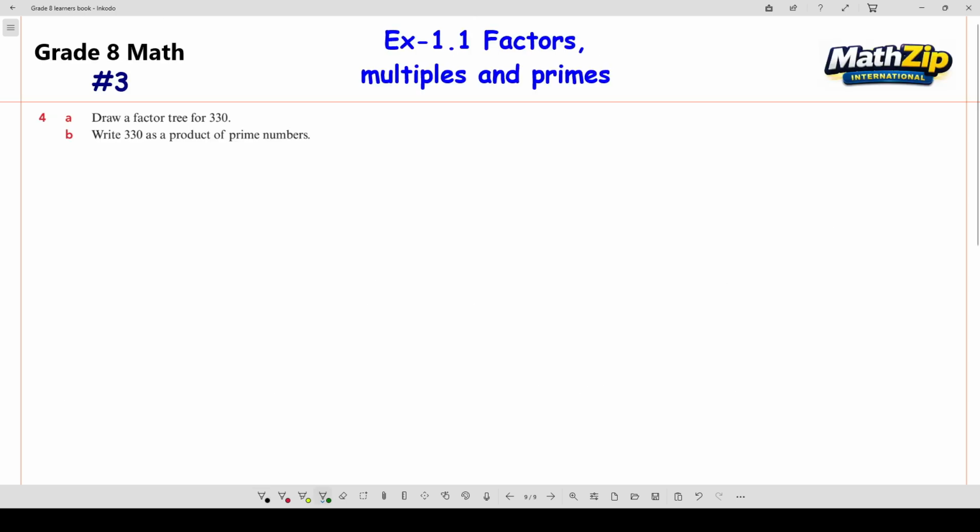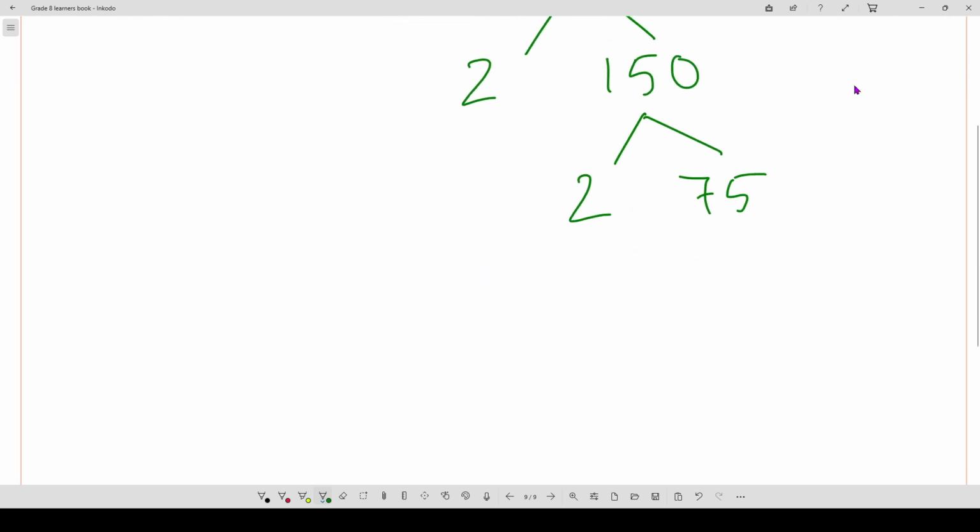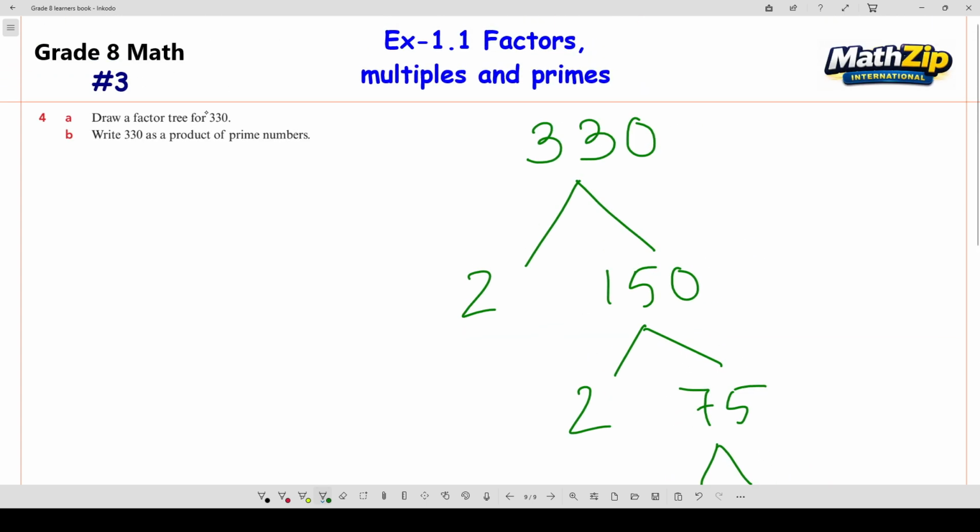Question 4. Draw a factor tree for 330. So let's start with 330. Suppose this one we can write as 2 times 165. 165 we can make 3 times 55, right? 55 we can make 5 times 11. So this is a factor tree for 330.